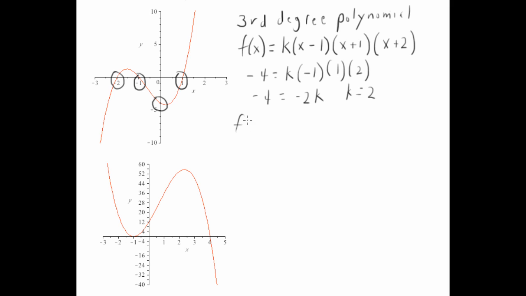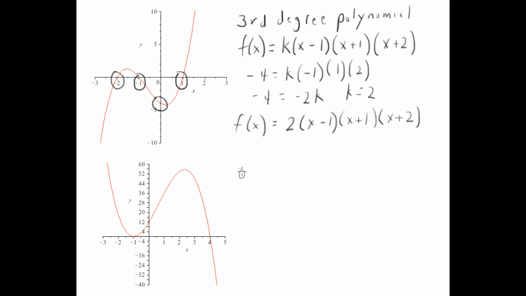So here's our formula. f of x equals twice x minus 1, x plus 1, x plus 2. Do not worry about multiplying this out. Please, please, please. Alright, same idea down here.